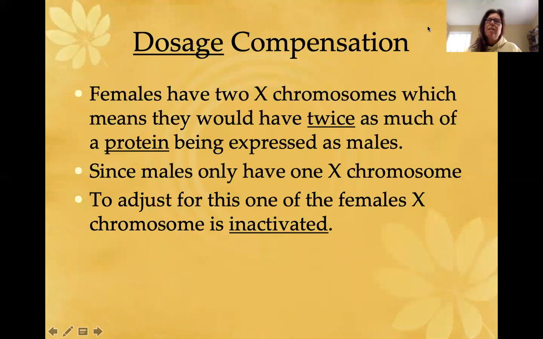So we refer to this as dosage compensation because females, again, have two X chromosomes, so we have to turn one off. Males only have one X chromosome, and of course they got that from their mother, so they have that female's X chromosome.